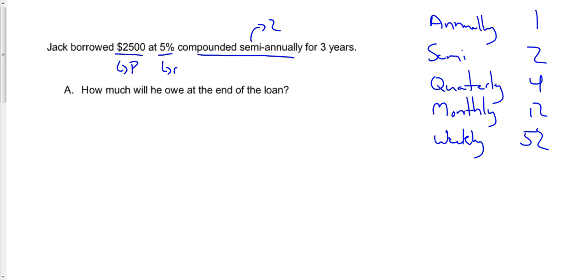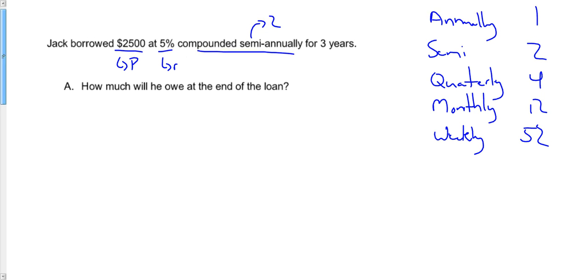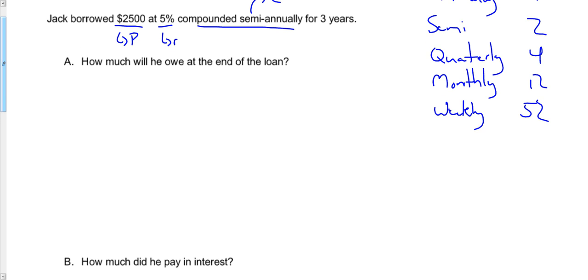So if we look at question A, it says how much will he owe at the end of the loan? Now, whether you're calculating future value or present value, one thing that you should always do is identify your A, P, I, and N values. In this instance, we're trying to figure out our future value. A represents the future value. So we don't actually know how much he's going to have to pay in 3 years. That's what we're trying to figure out. We know that he borrowed $2,500. That's the principal amount.